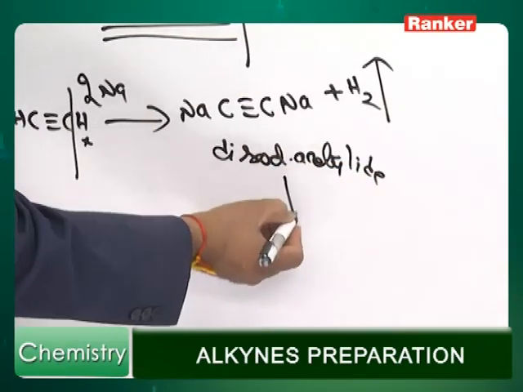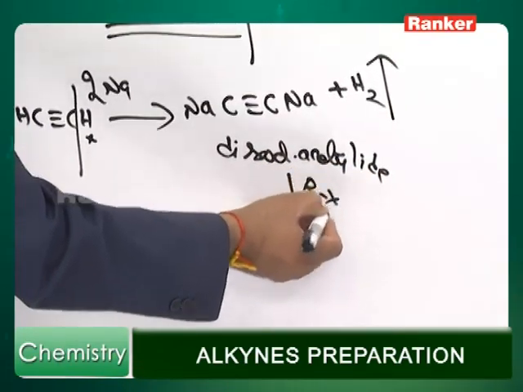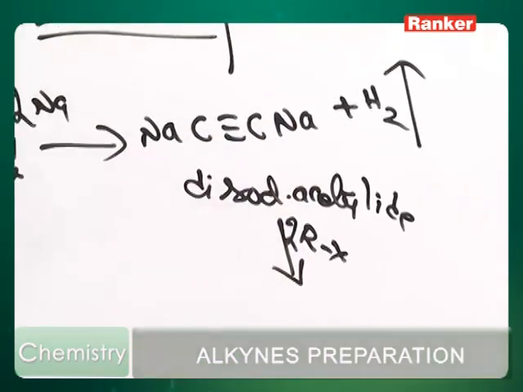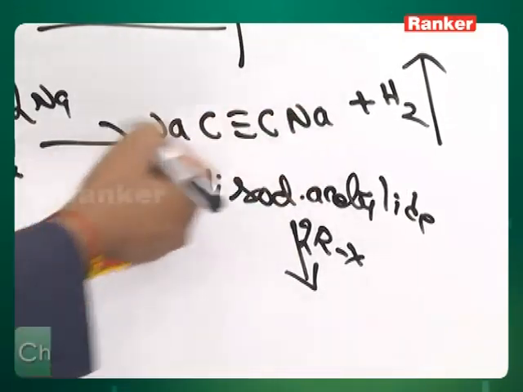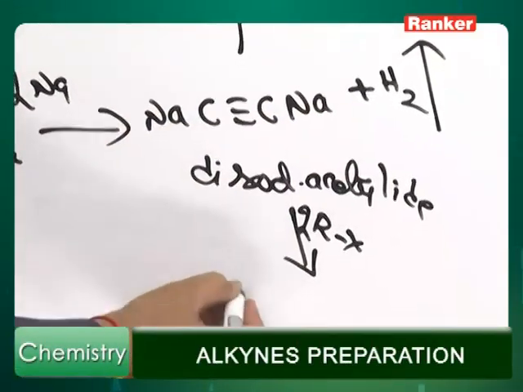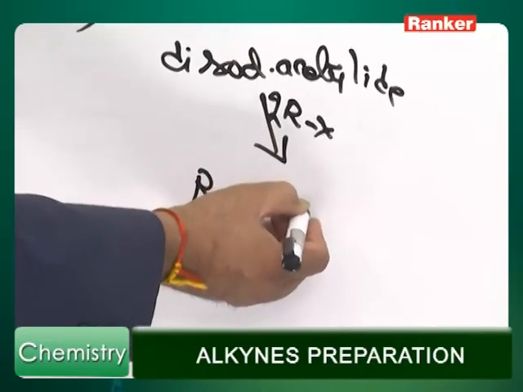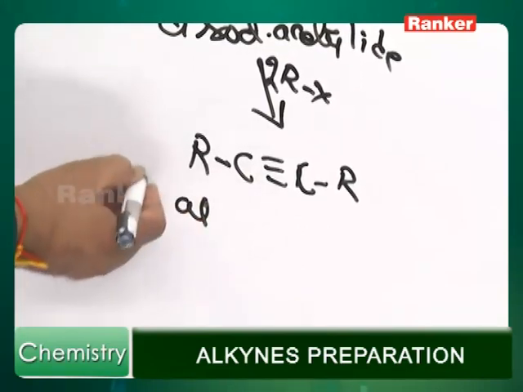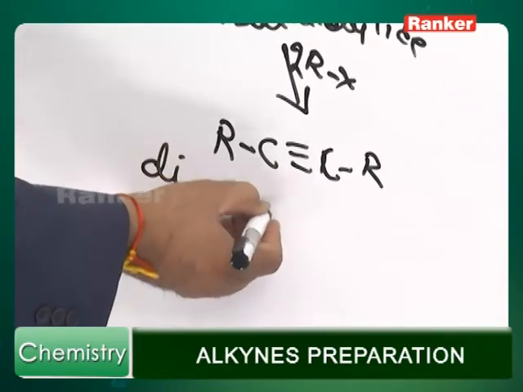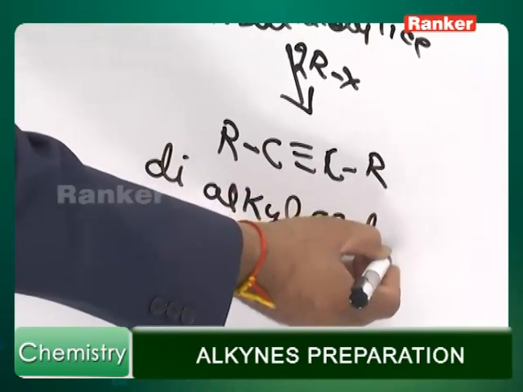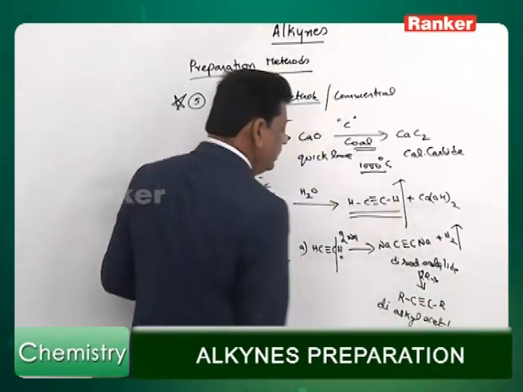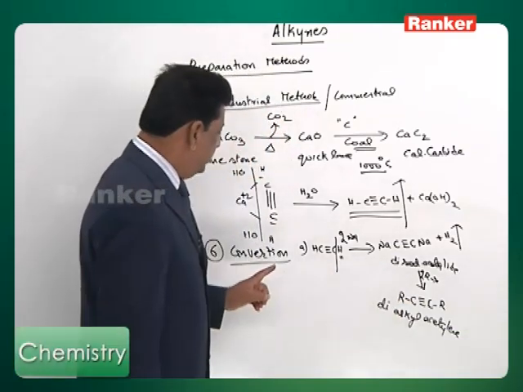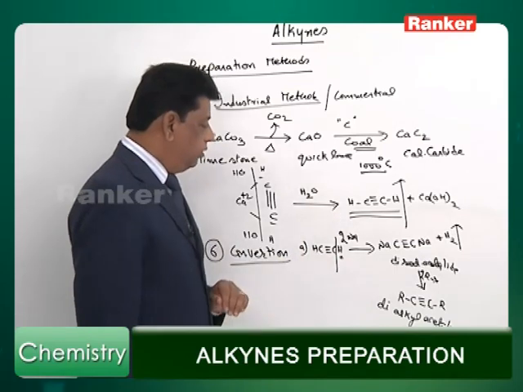Disodium acetylide is a solid salt. To this disodium acetylide, you add some alkyl halide, and on both sides NaX will be removed. So, 2 moles of alkyl halides are useful. On both sides the R group replaces the sodium. So, you will get dialkyl acetylene at a time. In this method, 2 alkyls, one on each side, we are able to get. So, the method is useful.